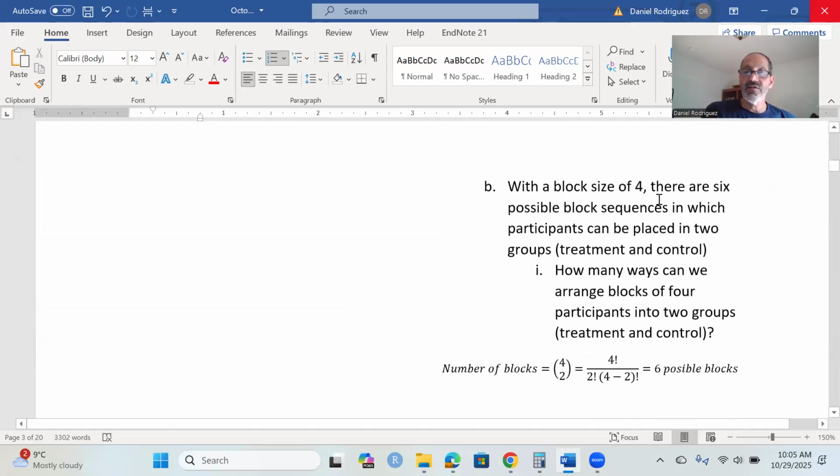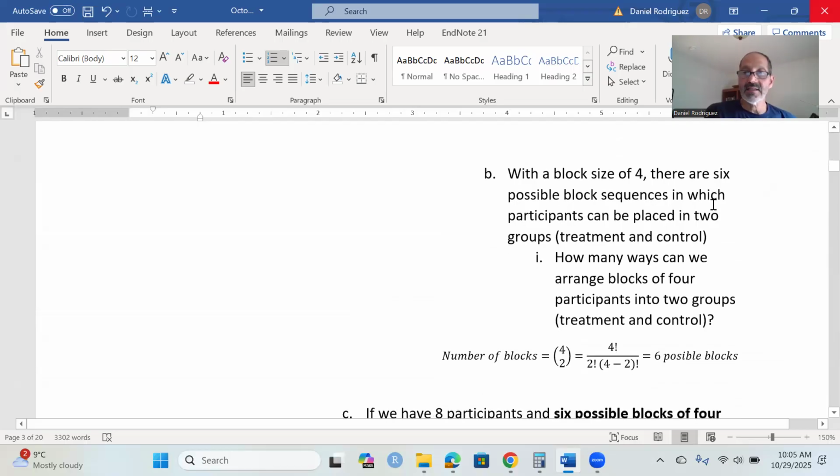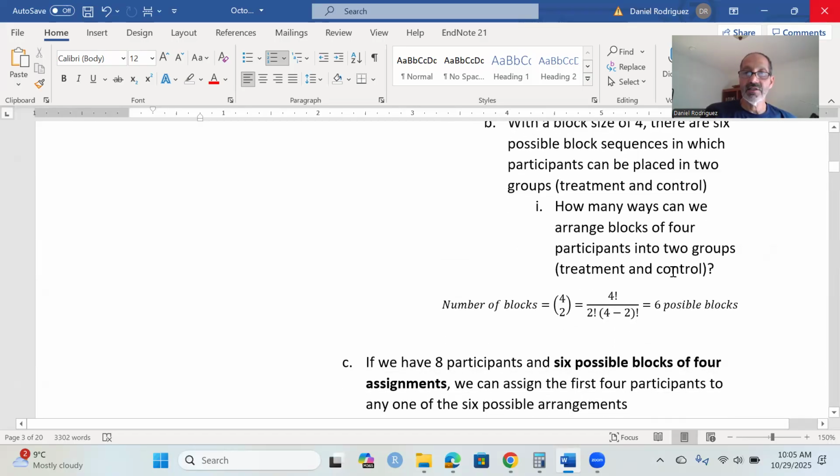With a block size of 4, now this is where it gets fun. There are 6 possible block sequences in which participants can be placed in 2 groups, treatment or control. So here's how we actually do this calculation. You may be familiar with this counting rule. You might call it the binomial coefficient, whatever you want to call it, n choose x. So this is what this reads here, 4 choose 2. So I have 4 slots in my block, and I want to put people in the experimental or the control group. So 4 choose 2.